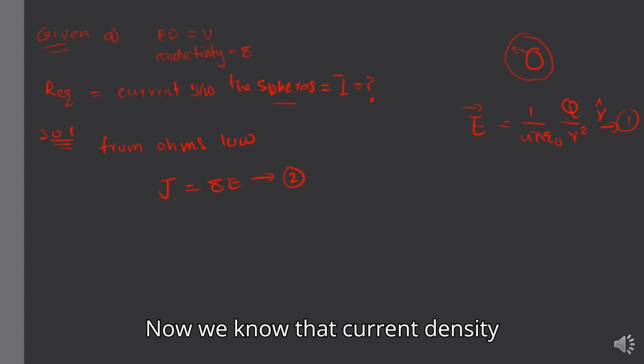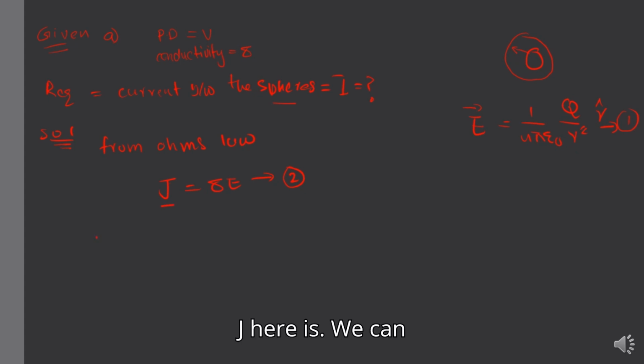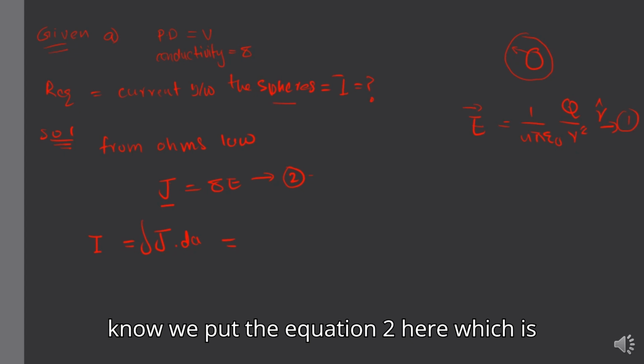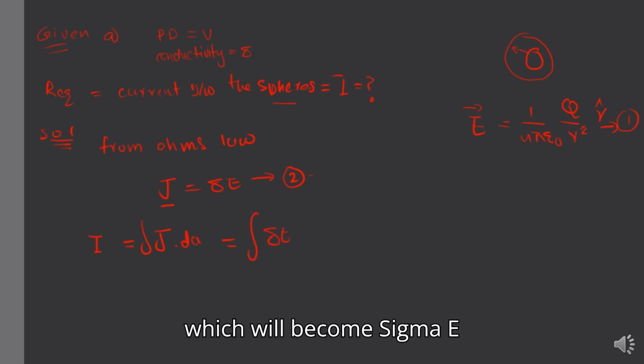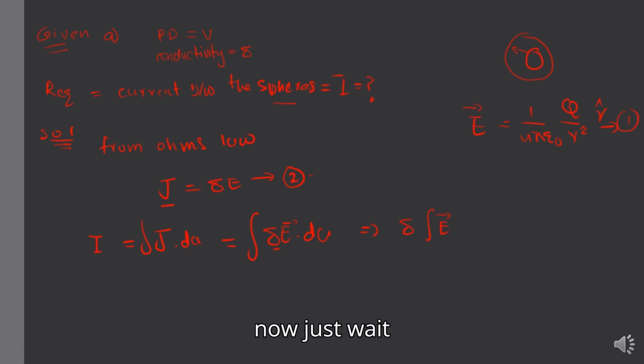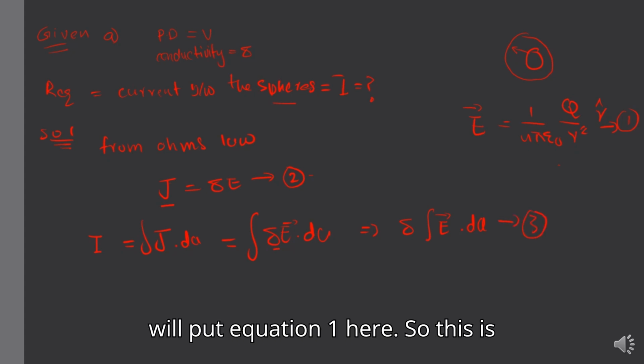Now we know that the current I here we can write as the integral of J dot dA, and we put equation 2 here, which becomes the integral of sigma E dot dA. Now sigma is constant, so we bring it out of the integral, and this becomes sigma times the integral of E dot dA. Say this is equation 3.